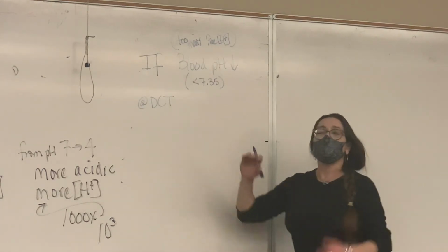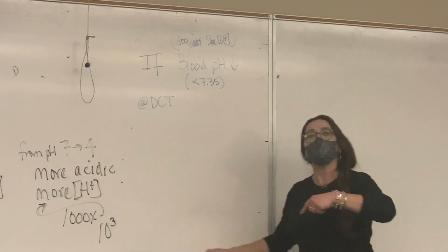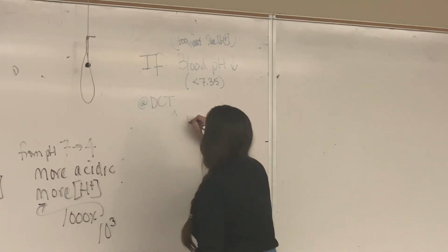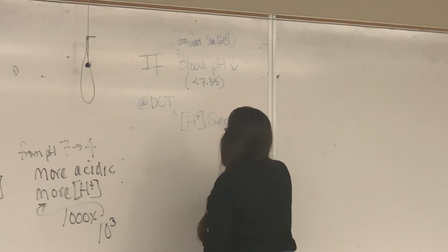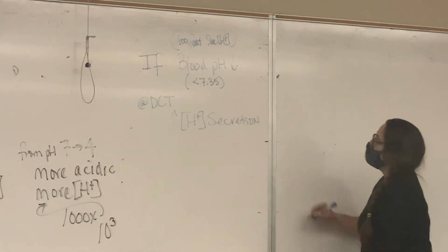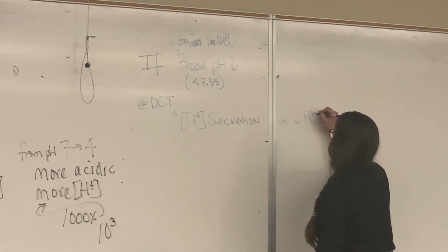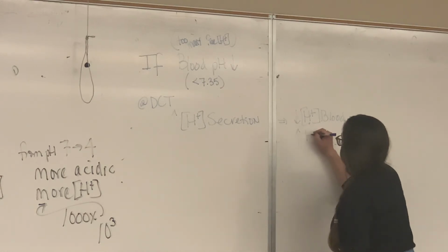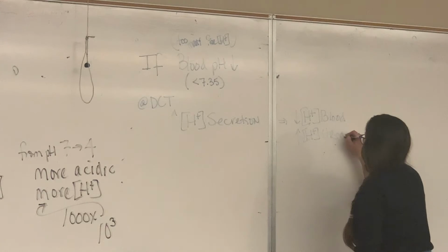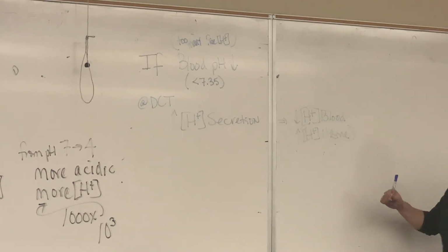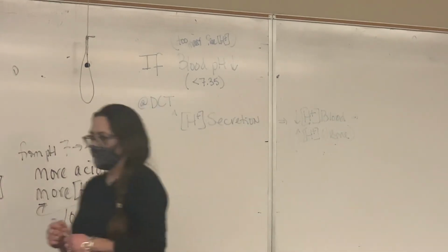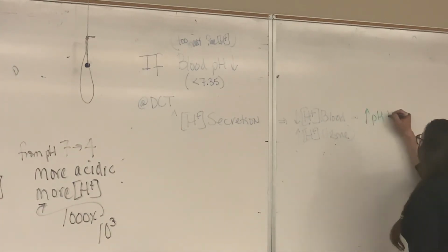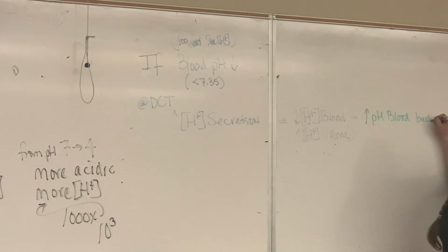At the DCT, if I've got too many hydrogens, then will I want to reabsorb hydrogens or secrete hydrogens at the DCT? Secrete. So at the DCT, I'm going to increase hydrogen secretion. And by doing that, that means that I'll have fewer hydrogens in my blood. And if I have fewer hydrogens in my blood, then it means I'll have more hydrogens in my urine. And if I have fewer hydrogens in my blood, then that means my blood pH should start going up. Increase blood pH back to range, back to homeostasis.